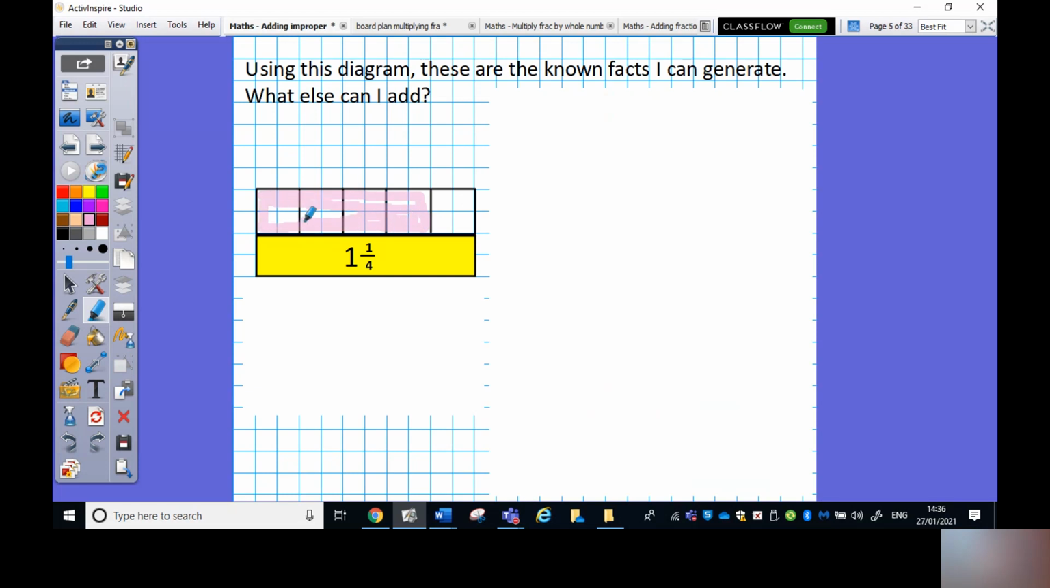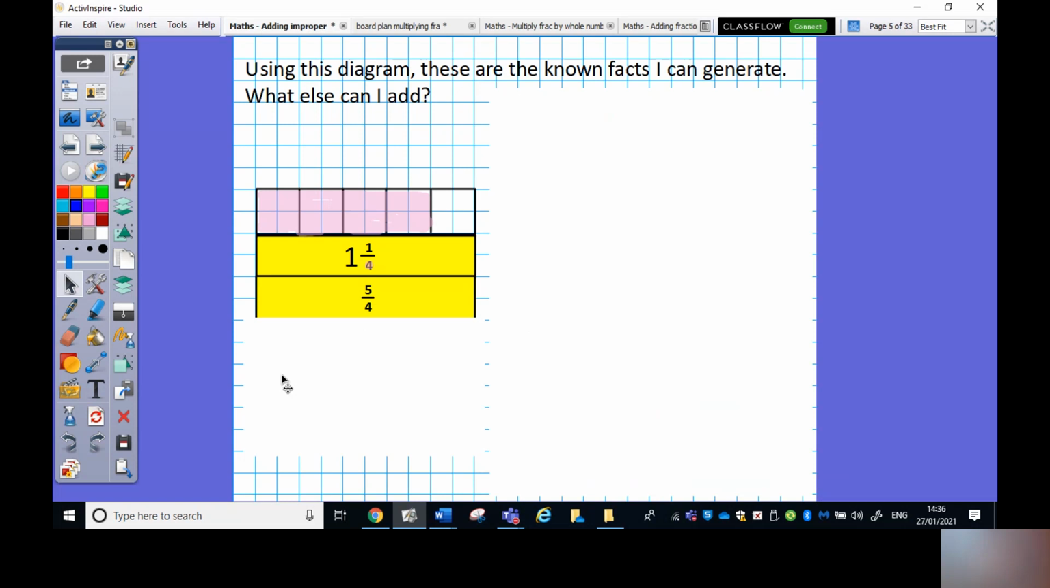How do I know that? What tells me how many equal parts we have? Yeah, absolutely. The denominator tells us how many equal parts we have. There we go. Okay, now how can I write 1 and 1/4 as an improper fraction? Shout it out. Good, let's see if you're right. Fantastic, 5/4.